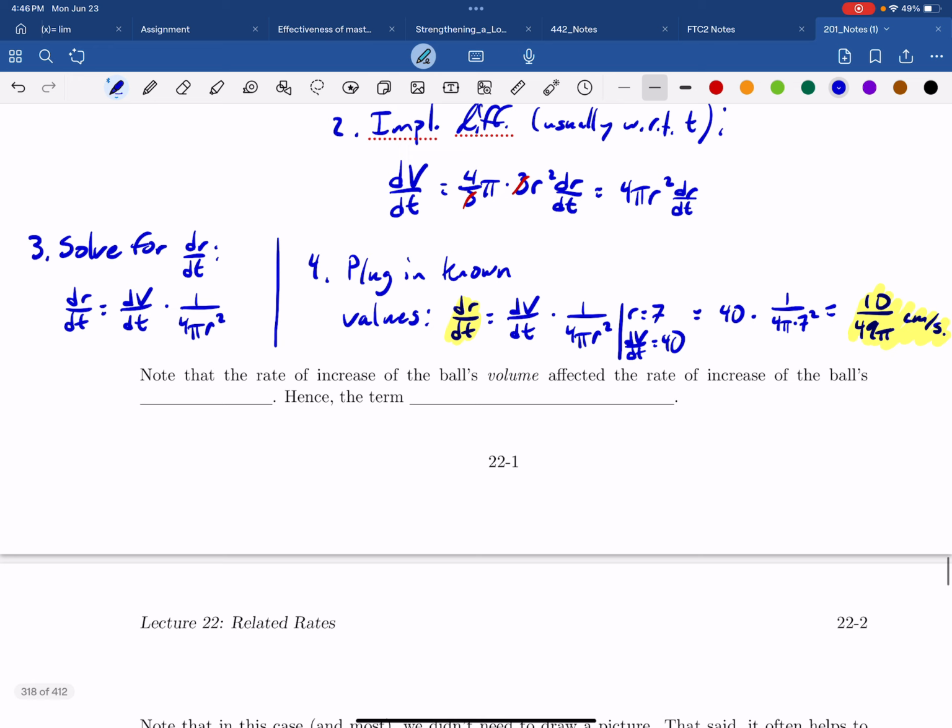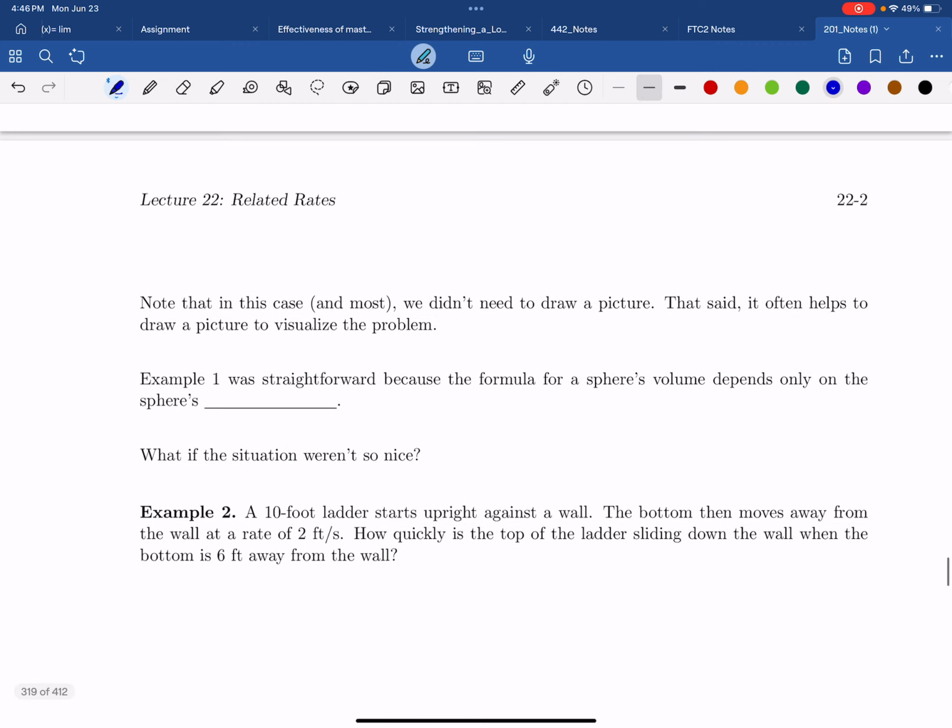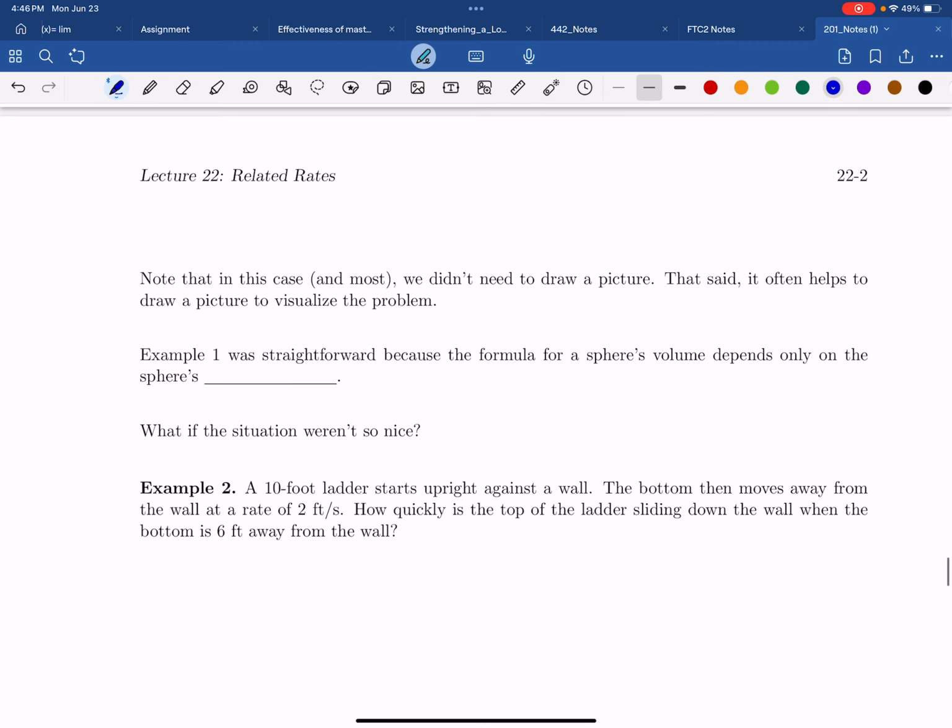Now, I just want to point out again that the reason we started with this volume formula in general is because the rate of increase of the volume affected the rate of increase of the ball's radius. Hence the term related rates, right? Because the rate of increase of the radius depends on the rate of increase of volume. Now, we didn't really need to draw a picture in that case, but sometimes we might. Sometimes it helps us visualize what's going on.